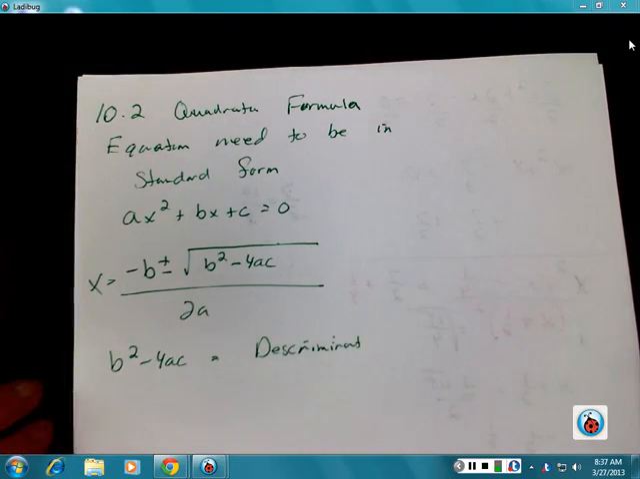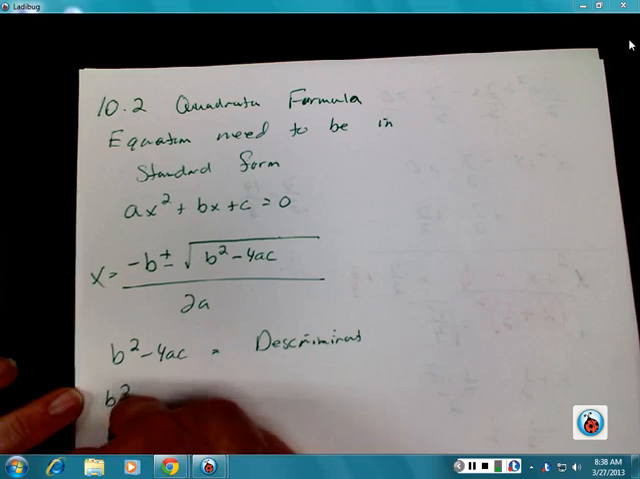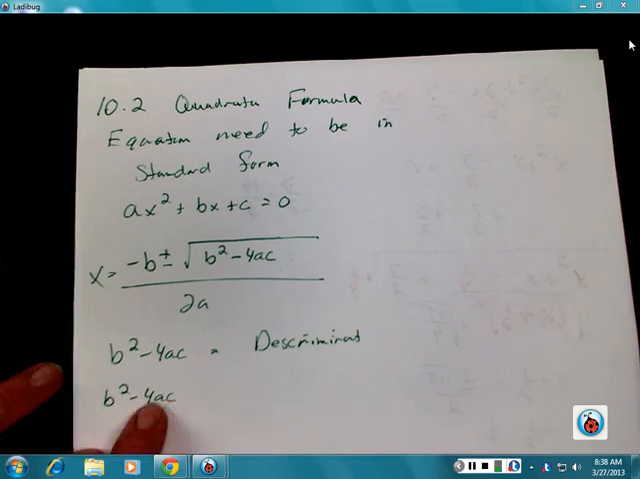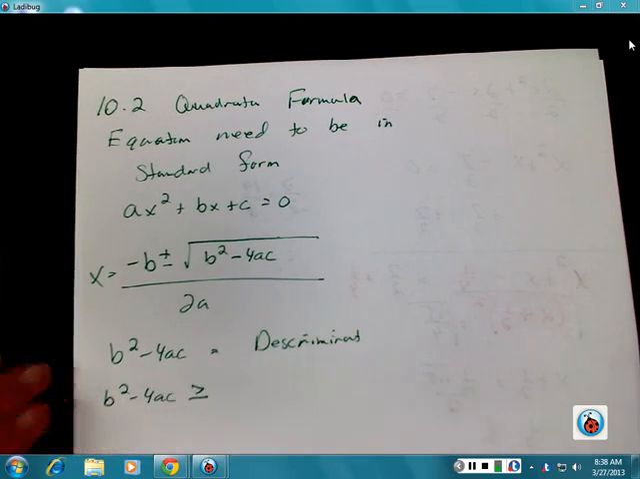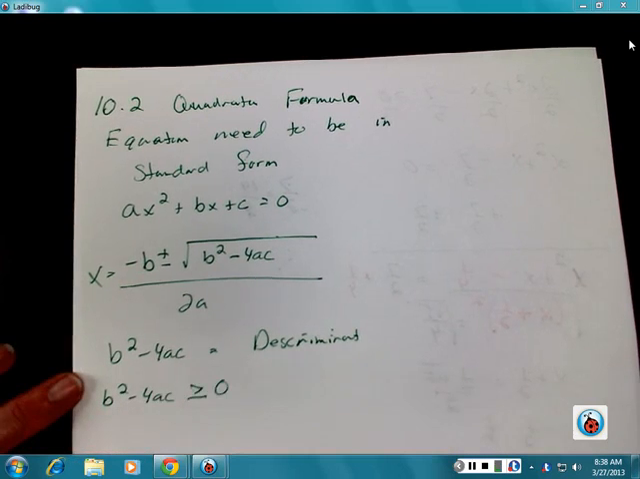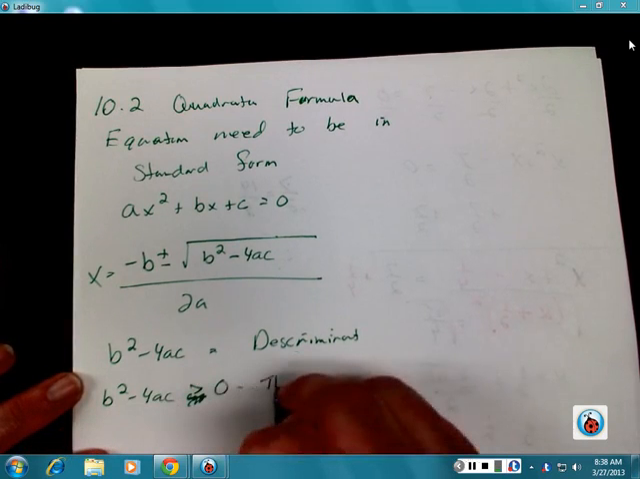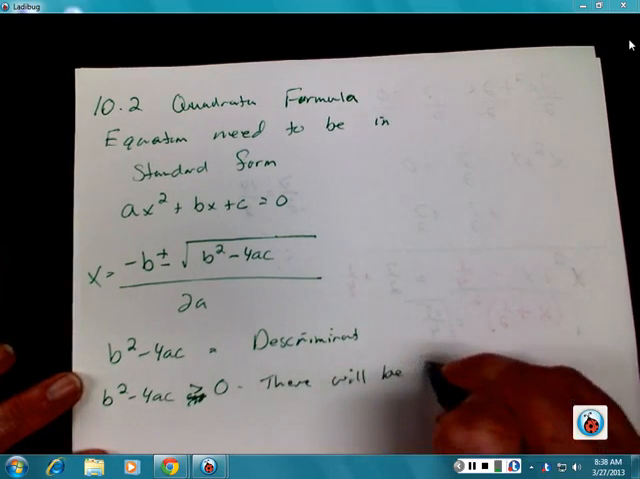And the discriminant, what it does for us, it tells us some information about our x-intercepts. It tells us whether the parabola touches the x-axis, whether it touches it in two places, whether it touches it in one place, or whether it doesn't touch it at all. And so how that happens is that if b squared minus 4ac, when you plug in b and a and c, is greater than 0, there will be two answers.